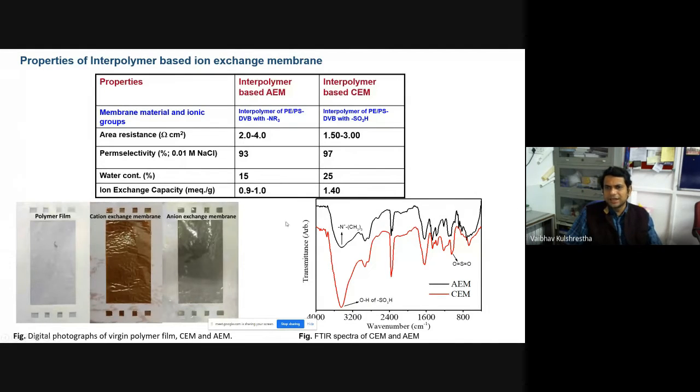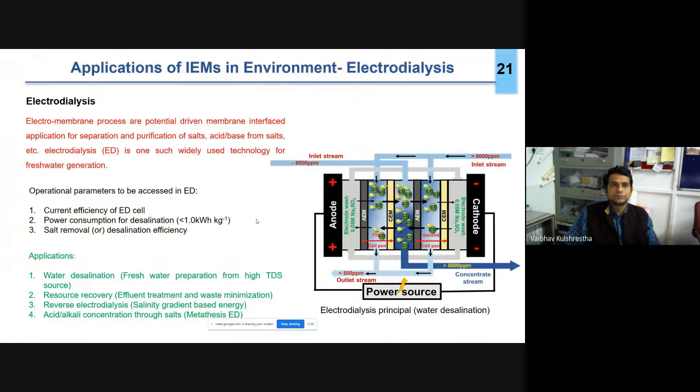This is the FTIR spectra for both of the membranes. The presence of the sulfonic acid group and quaternary ammonium group can be seen here. As I told you earlier, there are different applications of ion exchange membrane. The first is electrodialysis.